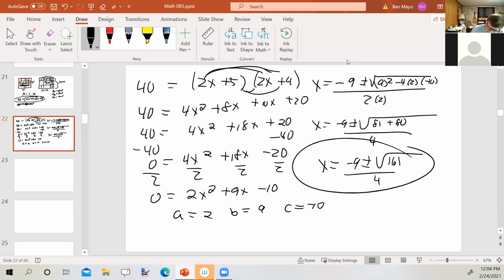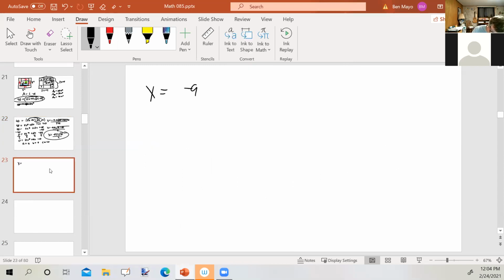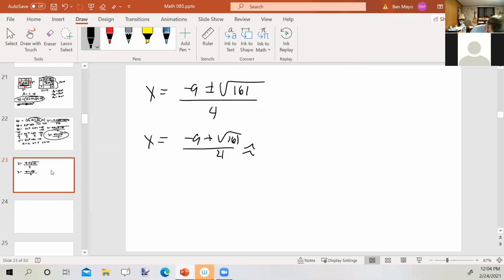I'm going to take that and write it on the next page. X equals negative 9 plus or minus the square root of 161 all over 4. Again, because the directions said round to the nearest hundredth, I don't expect this to come out nicely. So let's find out what our two possible answers are.